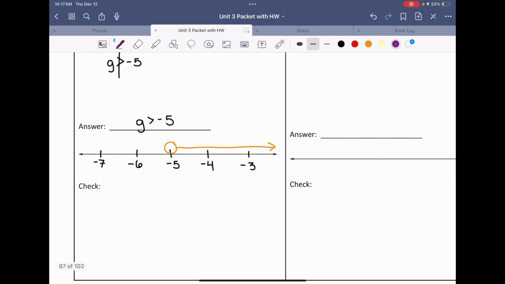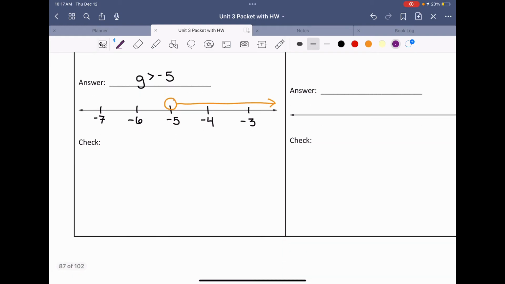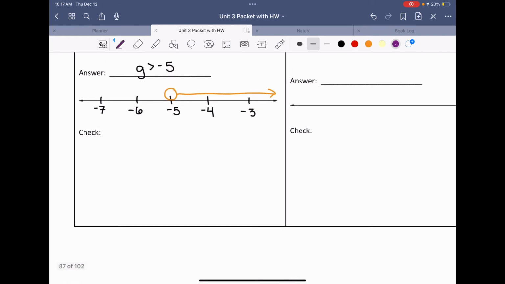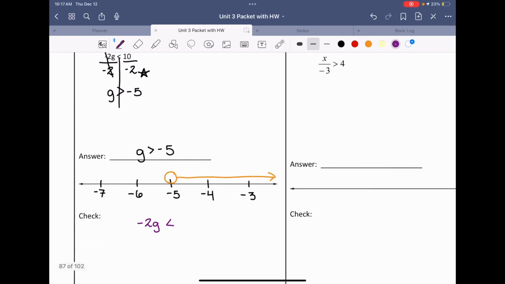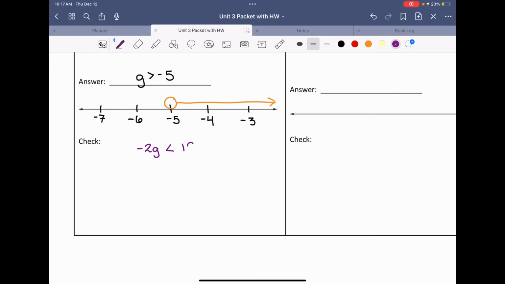Let's plug it in to check. Rewrite, so negative 2g is less than 10. And I can choose any number larger than negative 5. So I'm going to choose 0. Let's do negative 2 times 0 is less than 10. 0 is indeed less than 10.